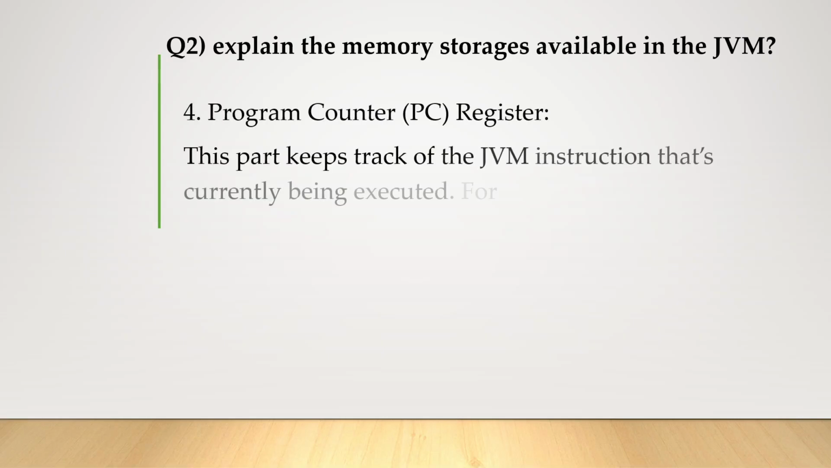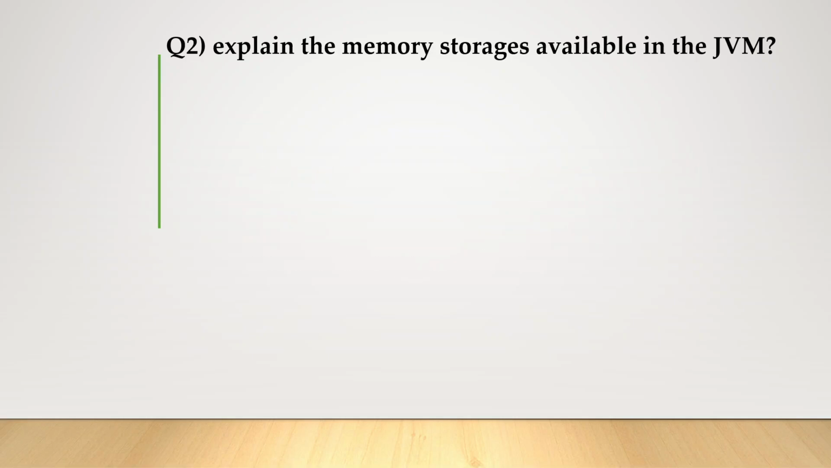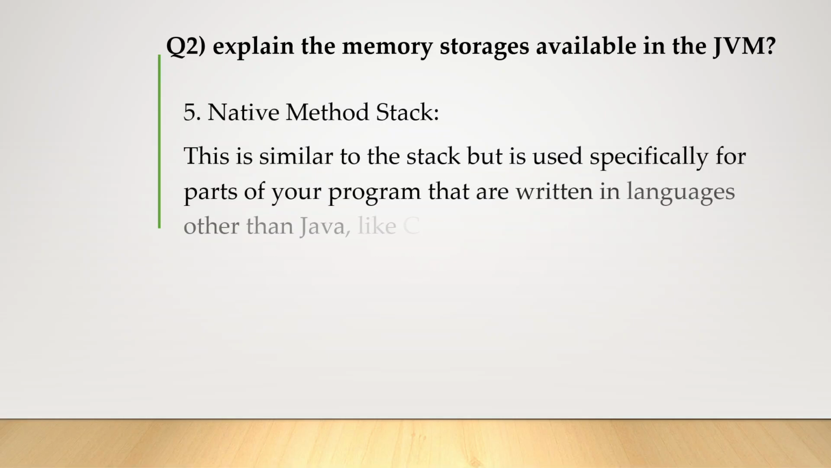Fourth part is program counter register. This part keeps track of the JVM instruction that is currently being executed. For each thread, if it's running a loop method in Java, the PC register points to the current iteration in that loop. Fifth is native stack memory.